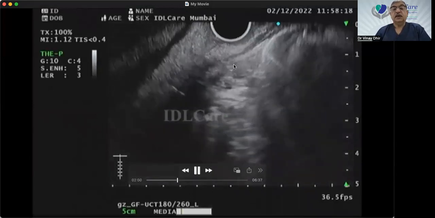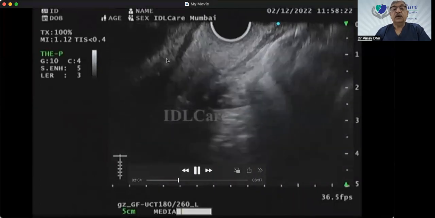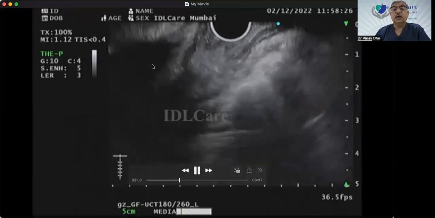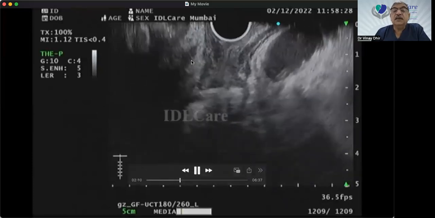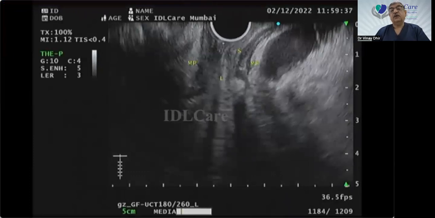So this gives us a very good idea of the two walls of the esophagus, and anything that is outside the walls can also be picked up. So like this, gently withdraw and keep looking at the layers at every position, and you are unlikely to miss any lesion here.